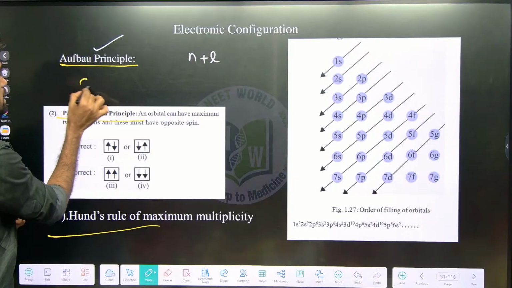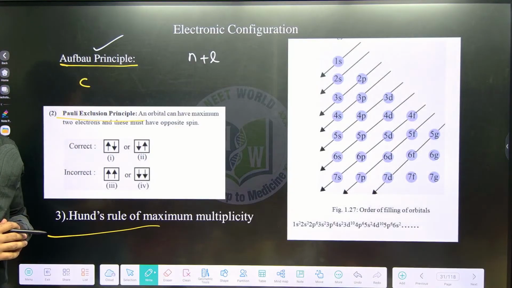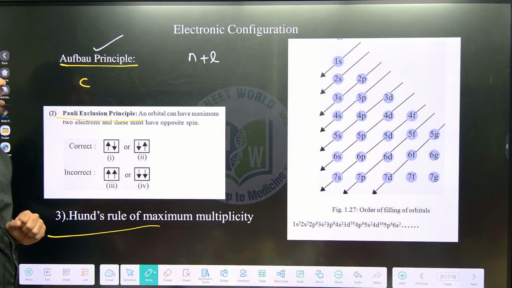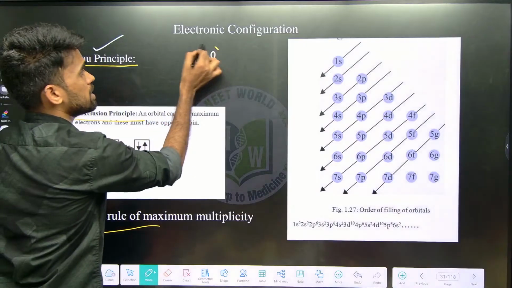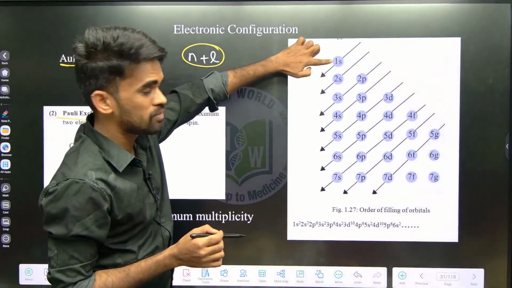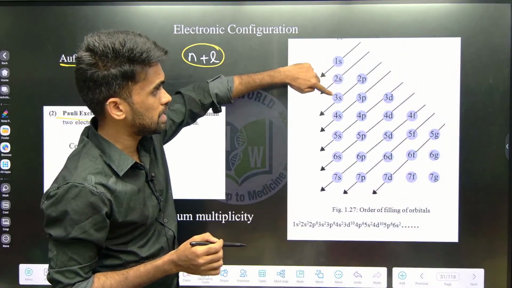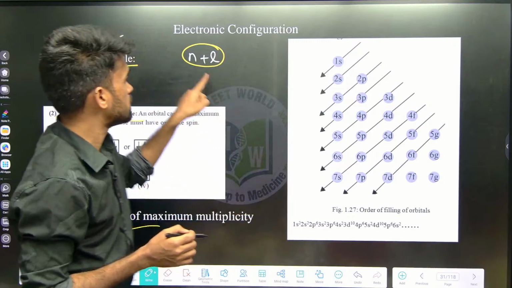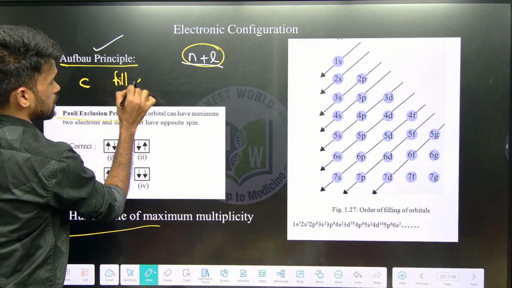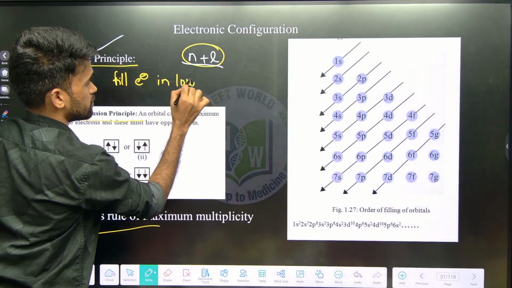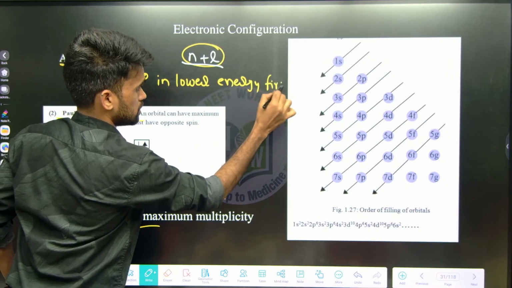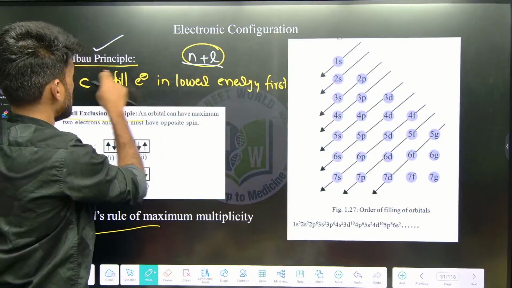See, is the carbon atom a single electron system or a multi-electron system? How many electrons are there? 6, so it is a multi-electron system. So for that, which rule should we follow? The n plus l rule. If you follow it, we have 1s orbital, 2s, 2p, 3s, 3p, 3d, like this. So consider the n plus l value, and fill the electrons in lower energy first, then higher energies. This is what the Aufbau principle says.